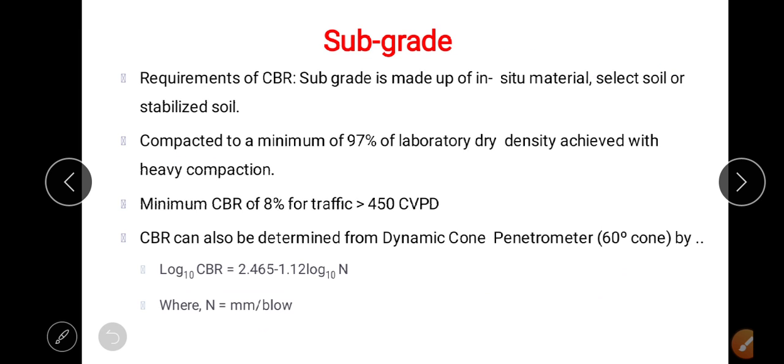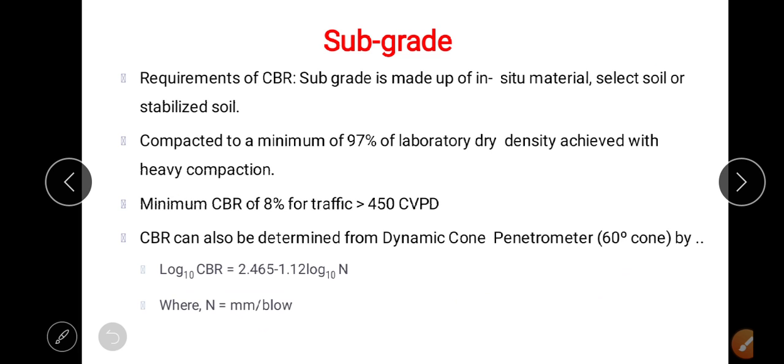Subgrade now. Requirements of CBR. I have already explained this sufficiently, so there is not much scope for me now. However, I will summarize it. Subgrade is always to be tested for its strength property, especially CBR, California Bearing Ratio. Minimum CBR of 8% for traffic greater than 450 CVPD.